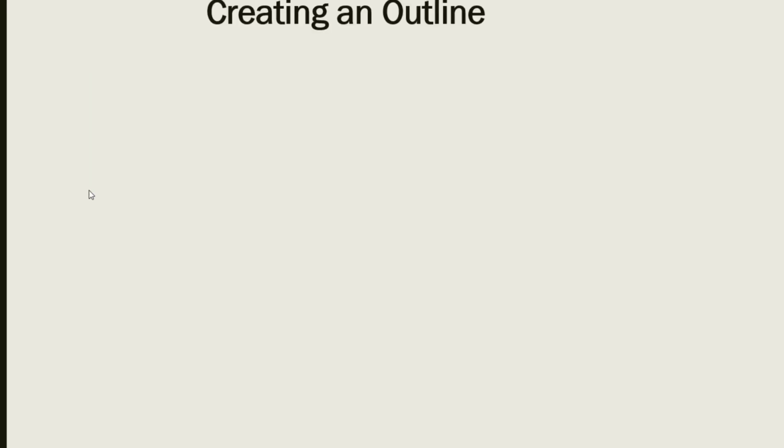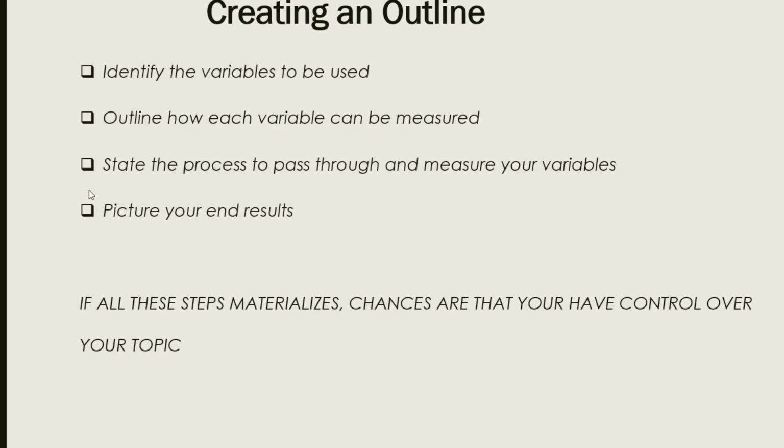Creating an outline. You need to be able to create an outline. What is an outline? You just have to put down something. Give a prototype of what you want to do. Very, very relevant. Yes. To do that, you need to identify your variables to be used. Okay, great up there.